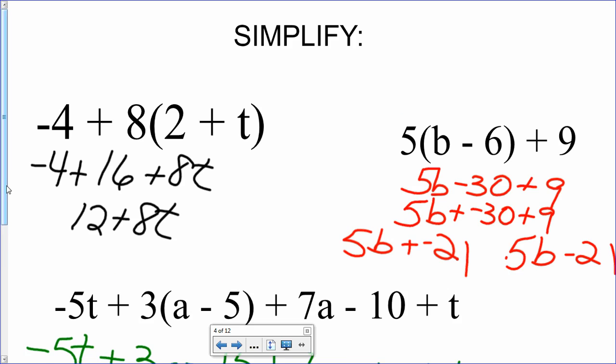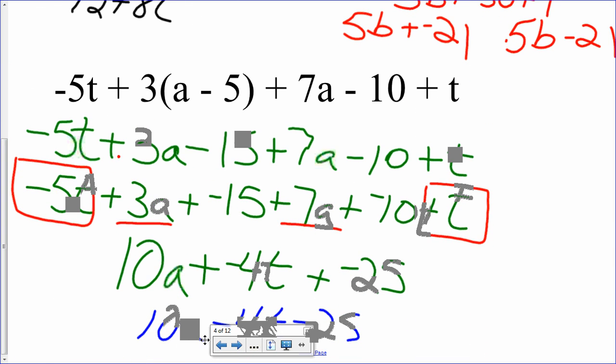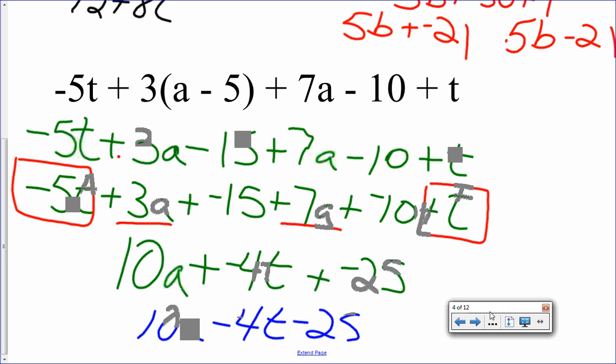Down at the bottom, let me bring this up a little bit. We've got a little bit longer of an example. Negative 5t plus 3 times the quantity a minus 5 plus 7a minus 10 plus t. Distribute first. We end up with negative 5t plus 3a minus 15 plus 7a minus 10 plus t.